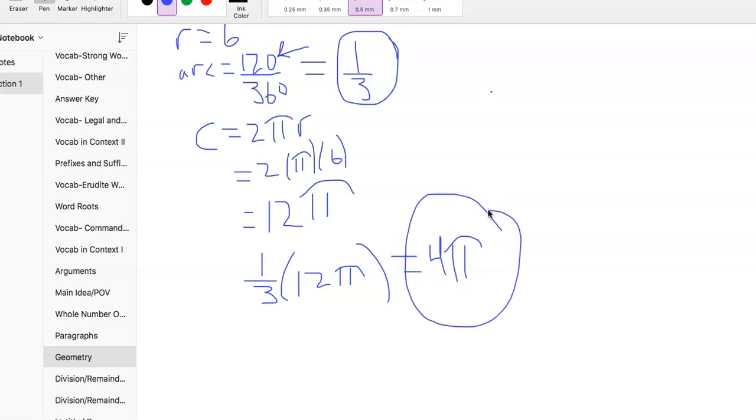There's your answer, 4 pi. Okay, so that's how you do arc length. They can take a few practice runs to get really familiar with it.